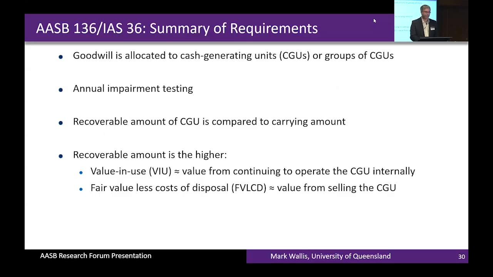Well, you're all accountants, so you probably already know this, but this is the basics of what's in AASB 136 or IAS 36. Firms have to allocate goodwill to cash generating units. They have to test the cash generating units that have goodwill attached to them for impairment annually. Recoverable amount is compared to carrying amount, and the recoverable amount is the higher of value in use and fair value less cost of disposal. The idea is that value in use is the value the firm could derive from continuing to run the cash generating unit internally, and the fair value less cost of disposal is what they could get from selling the cash generating unit.